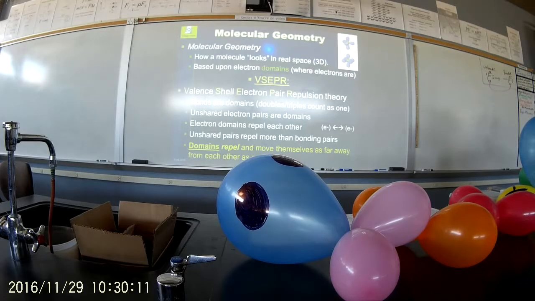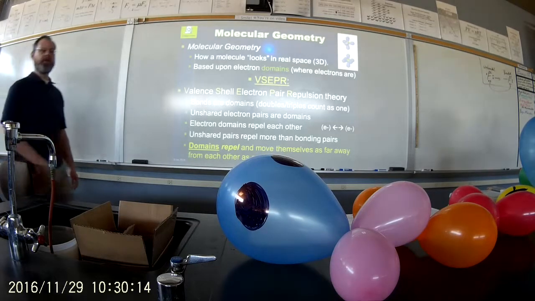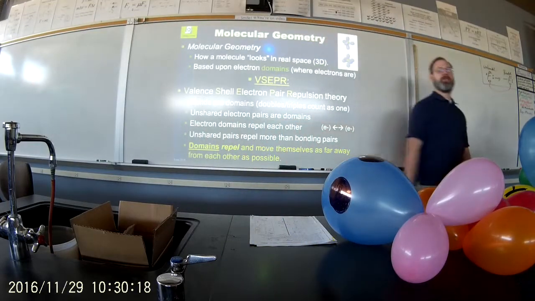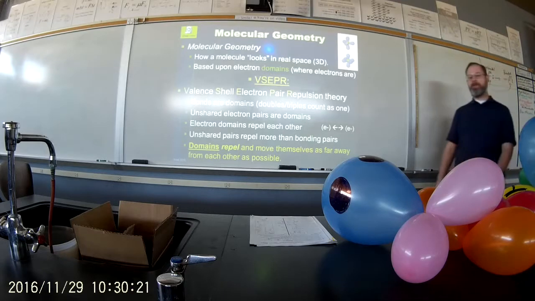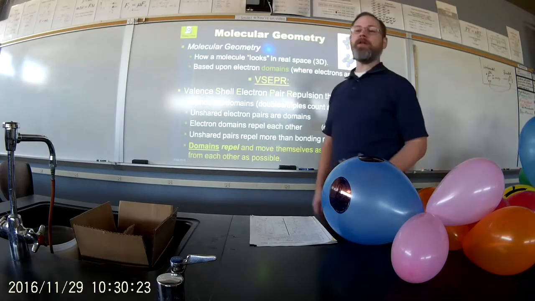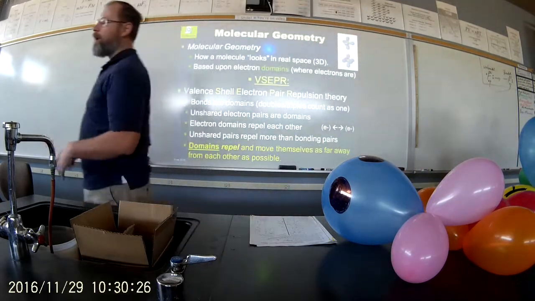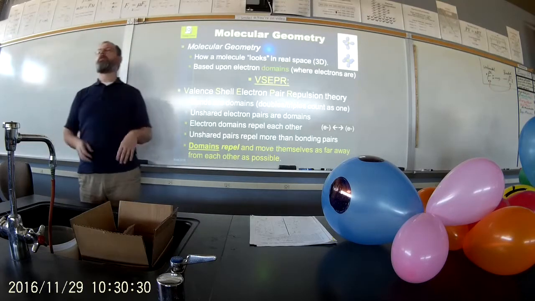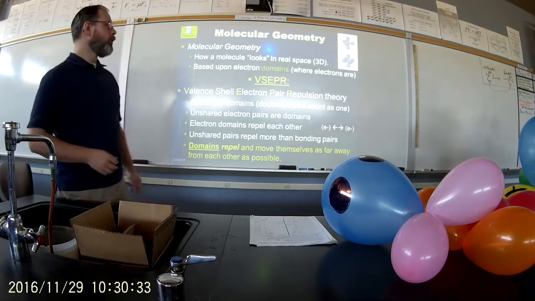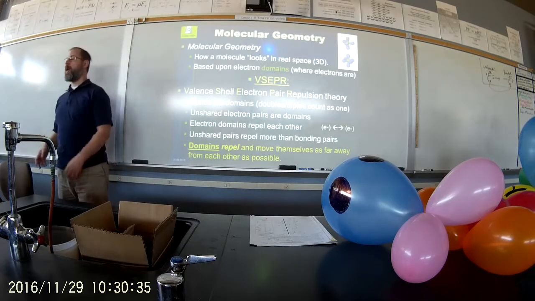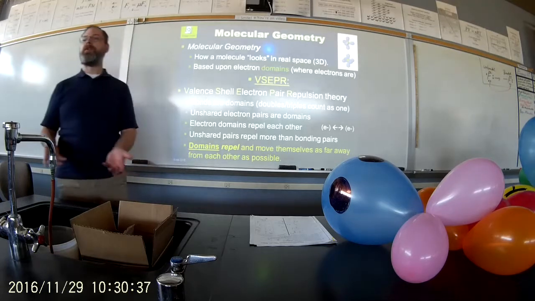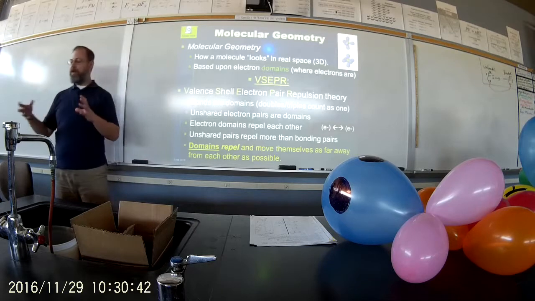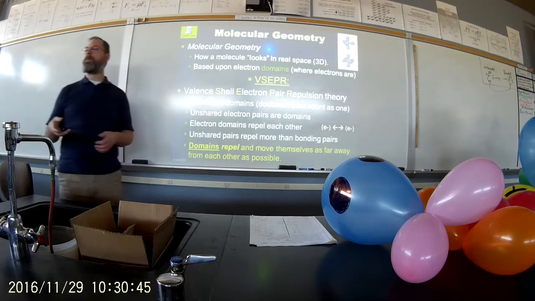Ladies and gentlemen, today and tomorrow we're going to finish discussions about the last thing in bonding, and that is molecular geometry, which is why I have all the crazy balloons up here. Molecular geometry is how molecules would look in real space if we could zoom in at the molecular level and actually see them. We've been doing Lewis structures that are a two-dimensional representation of something that exists in 3 dimensions.